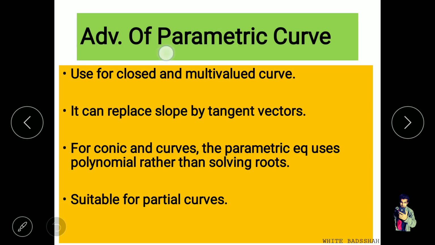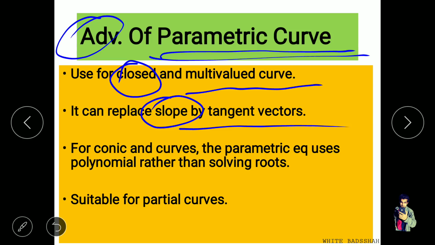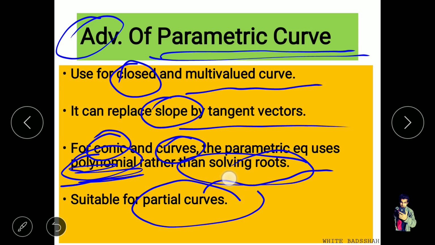Now what is the advantage of the parametric curve? Not the non-parametric curve, it is the advantage of the parametric curve. It is used for closed and multi-valued curves: closed, such as a circle, and multi-valued curves like ellipses, parabolas and so on. Now it can replace slope by a tangent vector, so it is easy to calculate every equation. For conics and curves, the parametric equation uses polynomials rather than solving roots, which makes every equation easy to solve. Now it is suitable for partial curves also. So these are the main advantages of parametric curves.